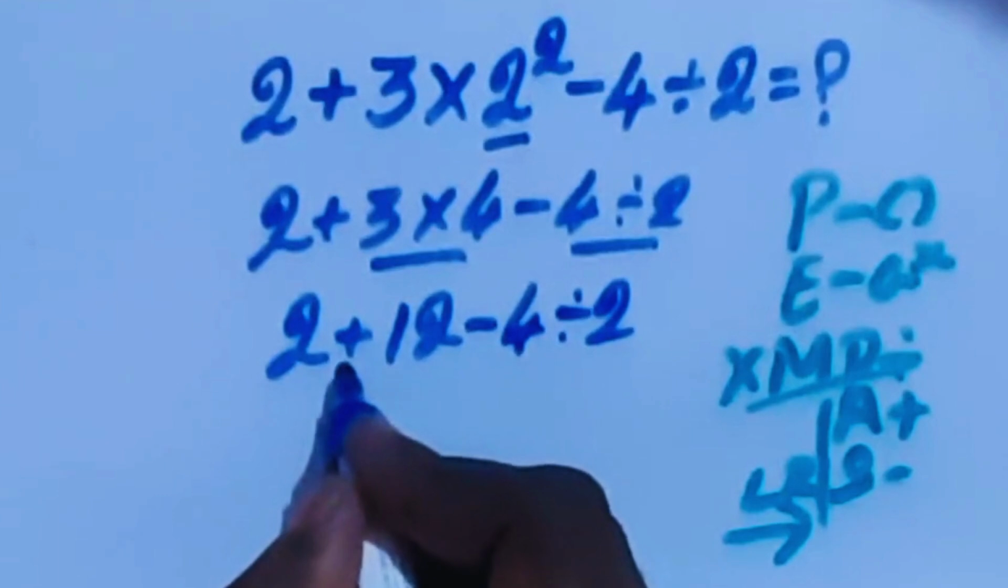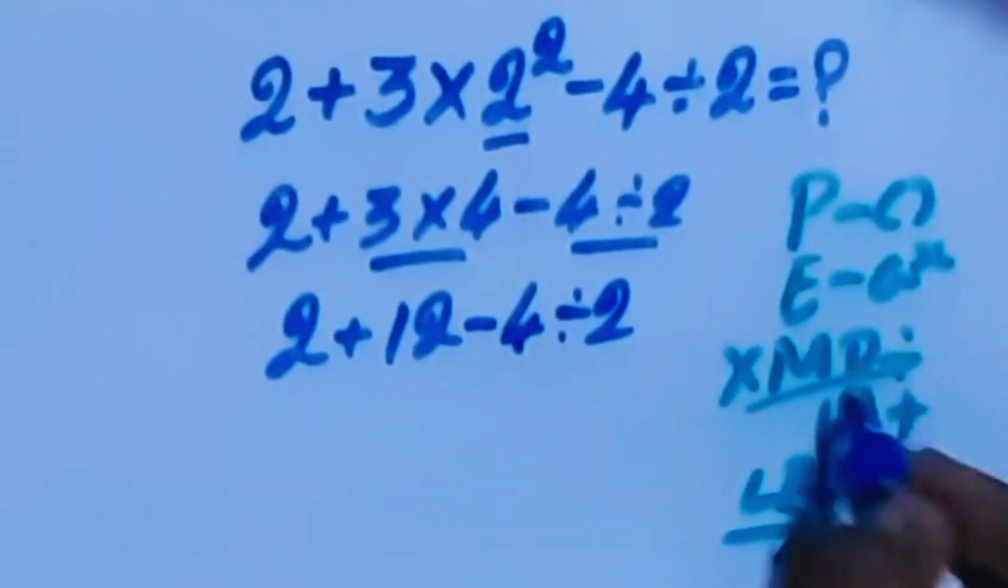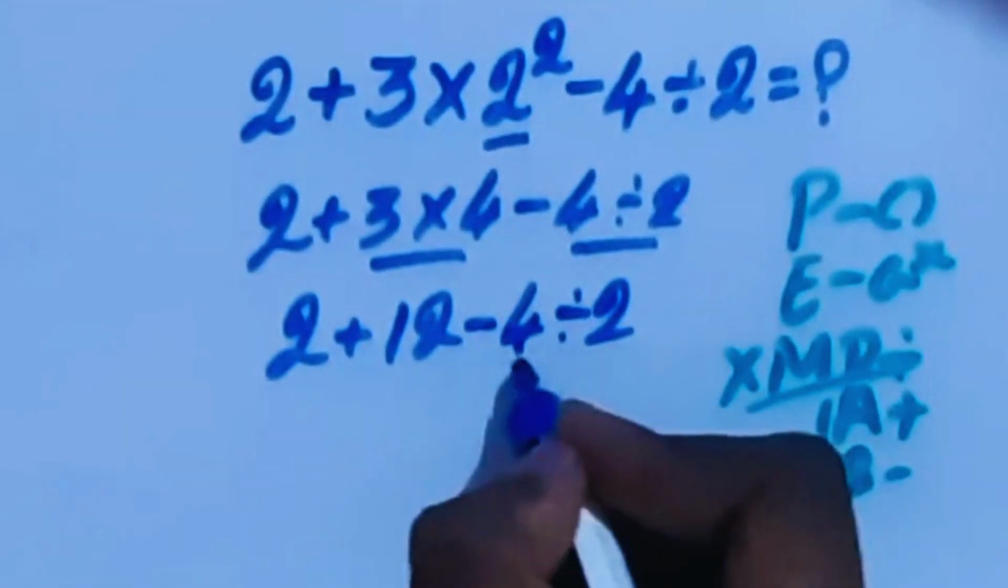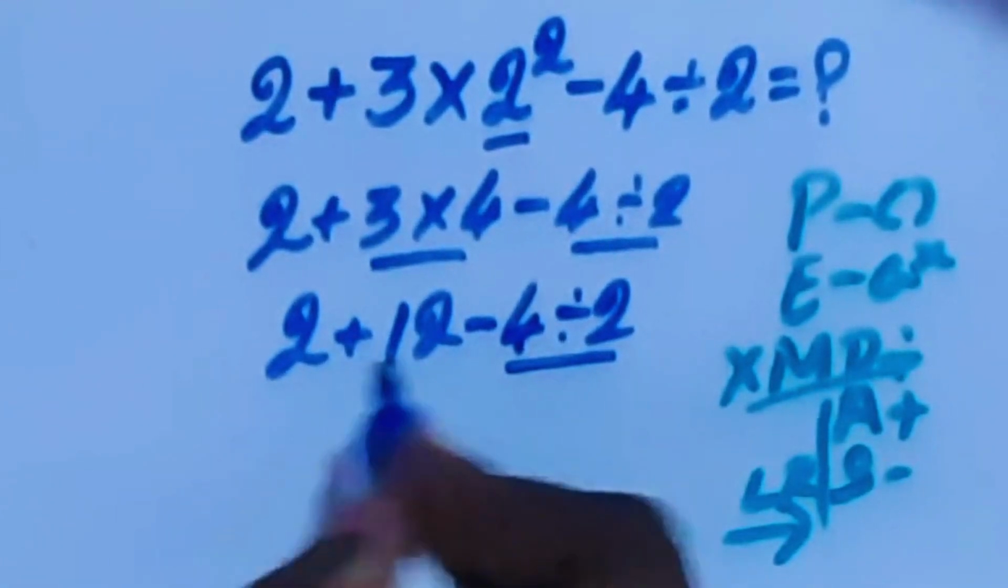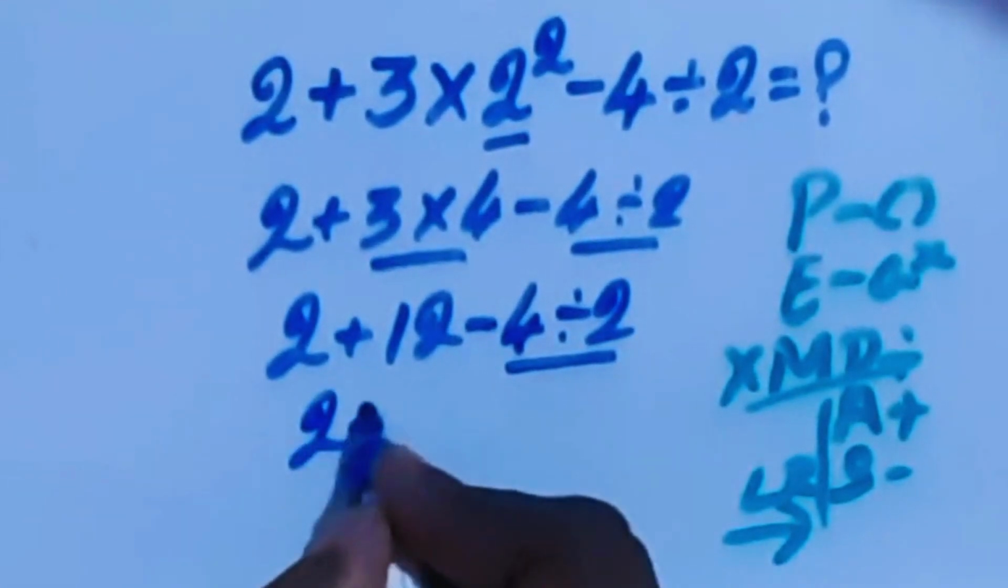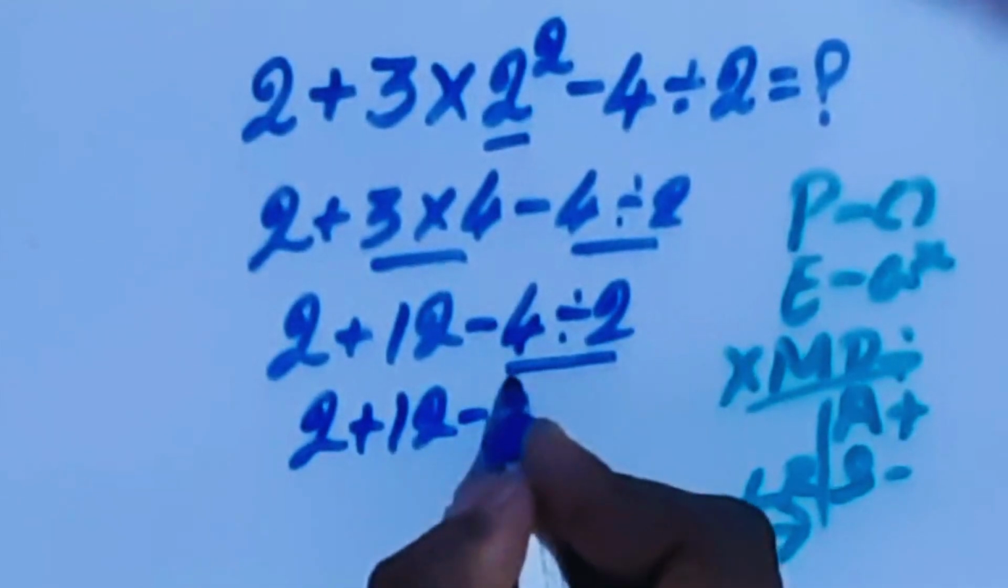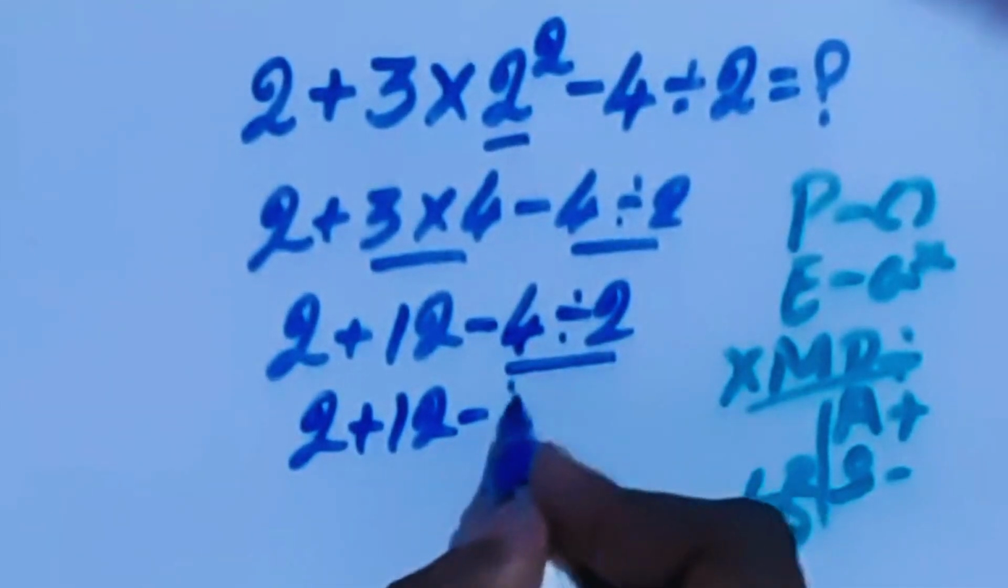Here we have addition, subtraction and division. Here division is higher priority than this addition and subtraction. So we have to do this division before this addition and subtraction. Here 2 plus 12 minus here 4 divided by 2 is 2.